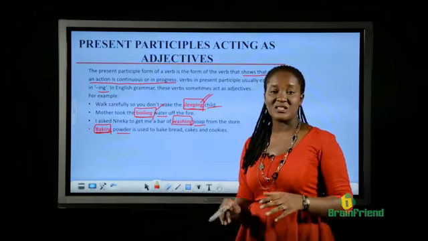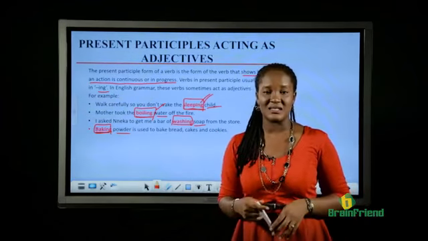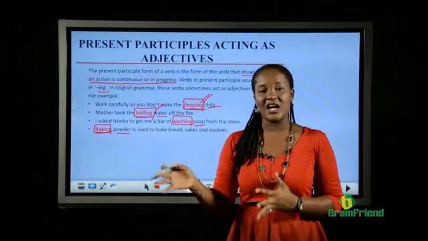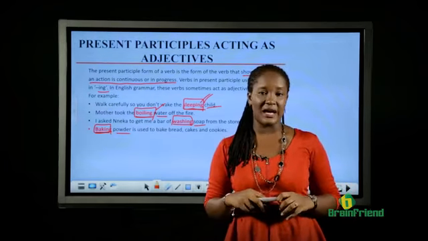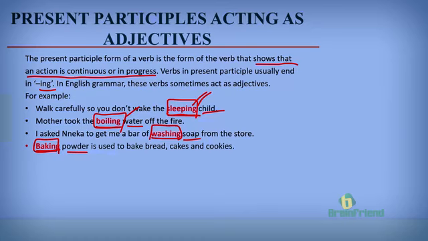So we find that present participles sometimes in sentences act as adjectives, and a good way to identify present participles is that they end in ing. So present participles are also one of the components that make up a sentence.